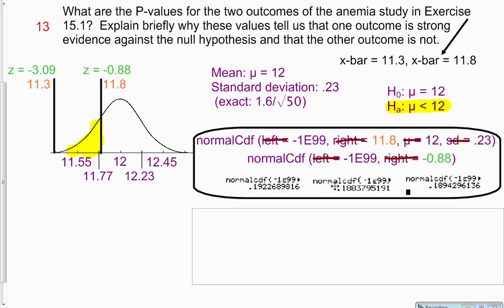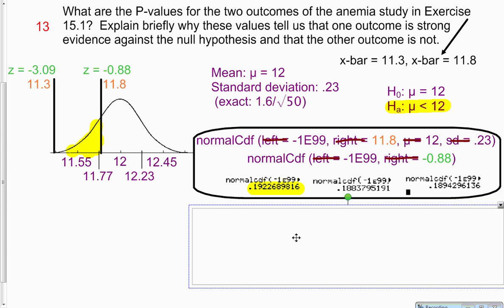I typed it in a few different ways, and the reason these are very slightly different is because of rounding error. So if you use 0.23 as your standard deviation, there's a little bit of rounding there. And these two statistics here that we calculated have a little bit of rounding error from previous problems. So that's why these numbers are slightly different. But depending on what you type, you will get one of these three values for your answer. That's going to be the proportion, the p-value, for the 11.8 statistic. 19% of the normal curve is under this.